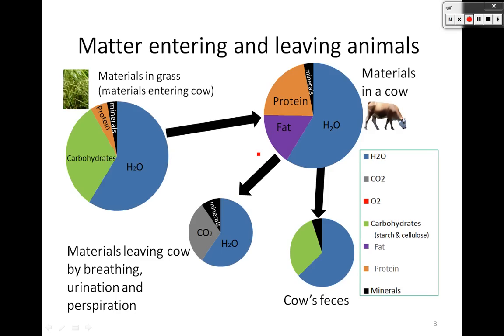And then what the cow is losing, either in their feces or what they're breathing out, and why minerals is in here. Oh, that shouldn't be in there. I guess if it's in urination, yeah, based on that. The cow is losing minerals and carbon dioxide and water from breathing and urination and perspiration, sweating. And then in their feces is the extra stuff: the carbohydrates, some water, also some minerals. So that's sort of where all of the stuff that goes into the cow ends up.